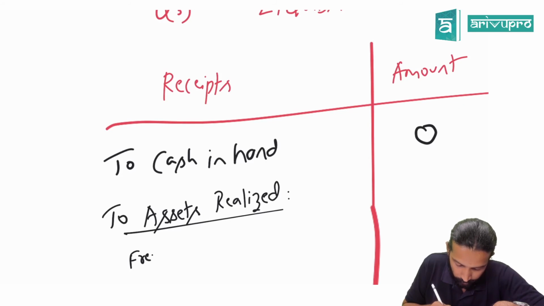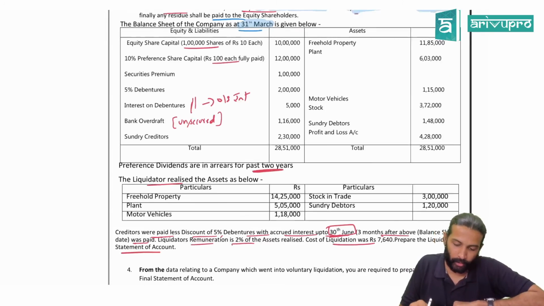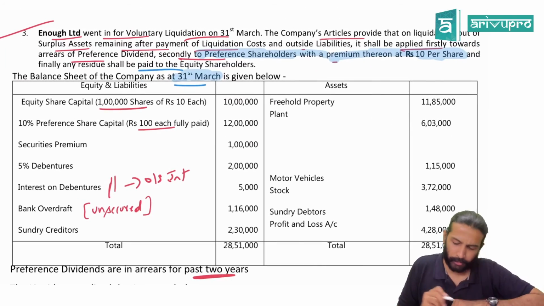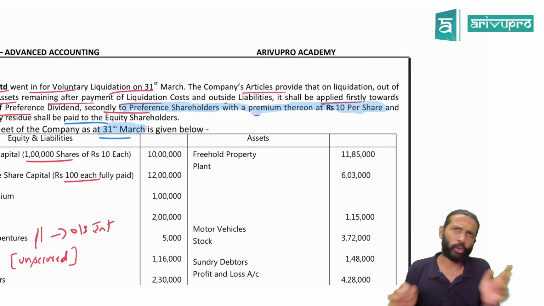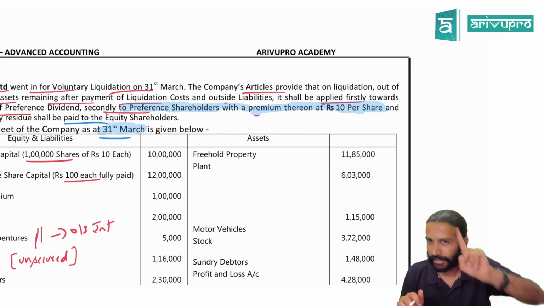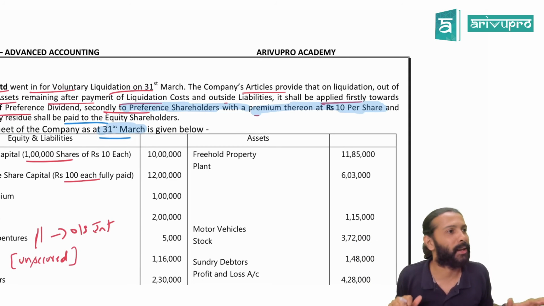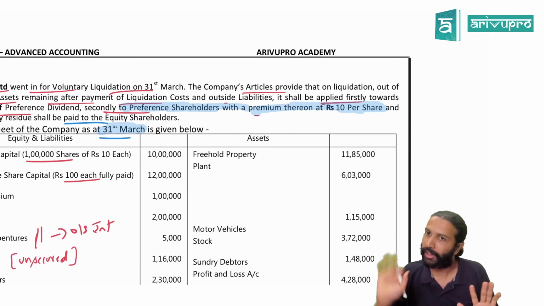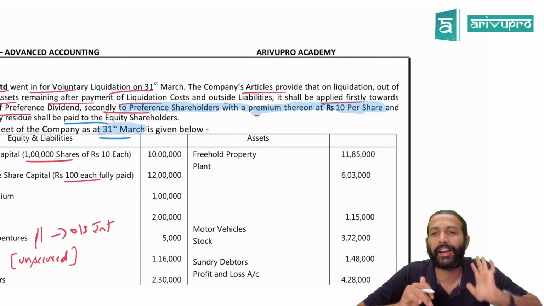First asset is freehold property. How much did he sell the freehold property for, sir? 14,25,000. But is the book value also 14,25,000? No, book value is 1185. Are we interested in book value or realizable value? Don't we prepare a realization account? Who will prepare the realization account? The accountant. Is the liquidator an accountant? We are not closing the books of this company.